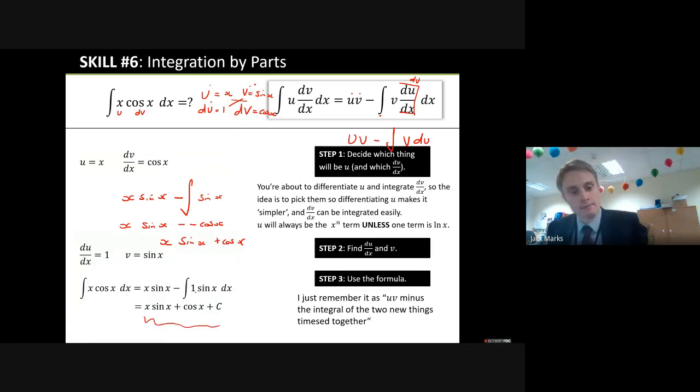The fact that x differentiated to 1 meant that this multiplication turned into a really, really nice multiplication. It just turned into sine of x. And that's why we were able to finish off this question.